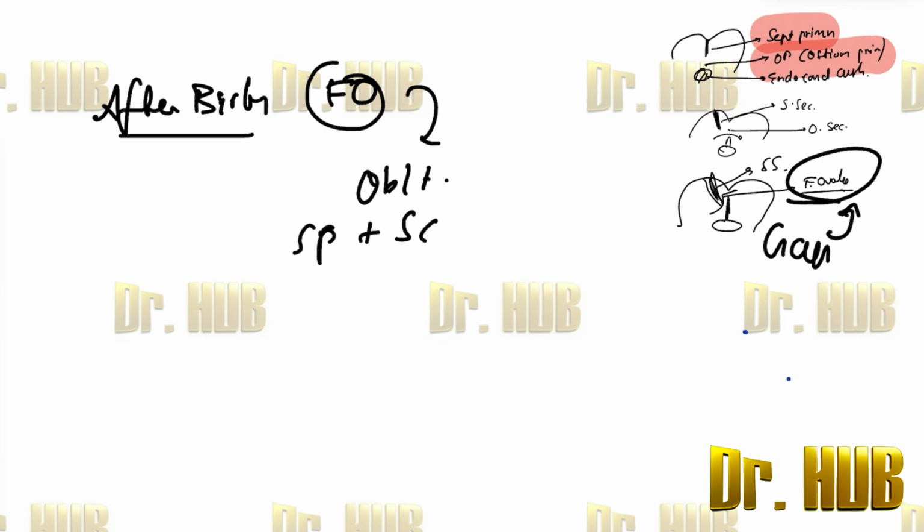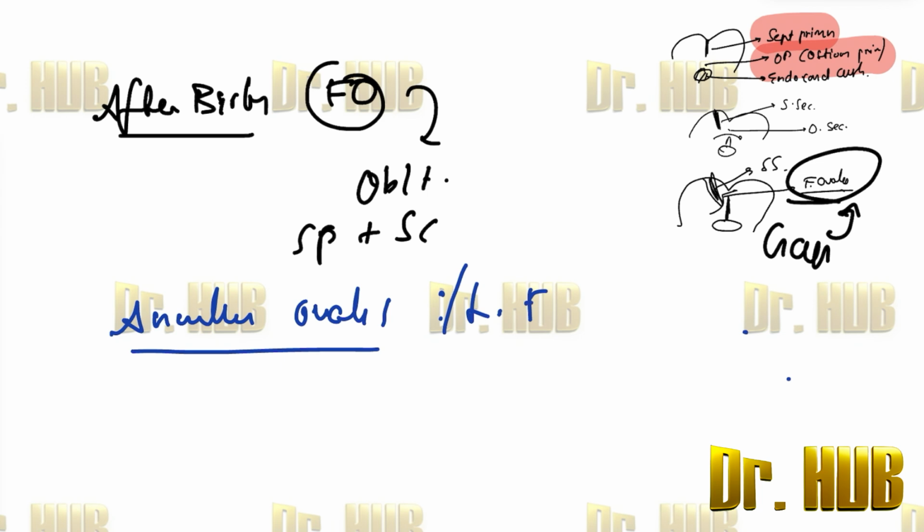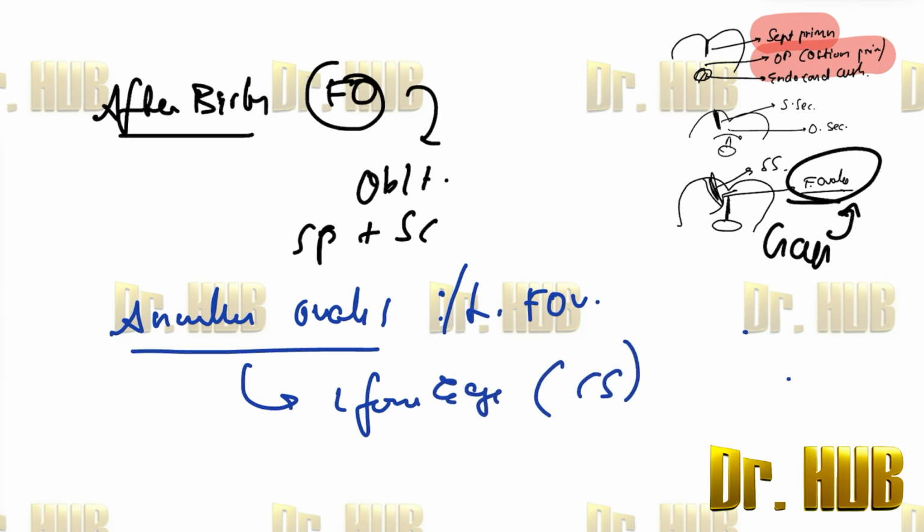So in terms of the adult anatomy, the annulus ovalis, or the limbus of the fossa ovalis, is the lower free edge of the septum secundum, while the floor of the fossa ovalis represents the septum primum.